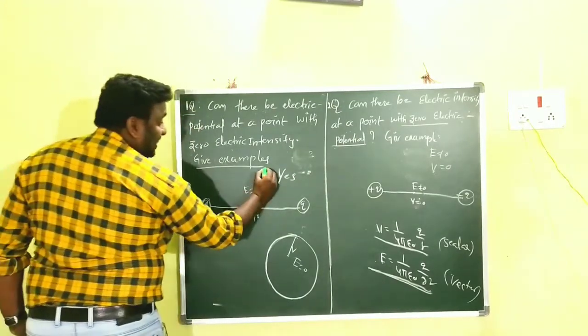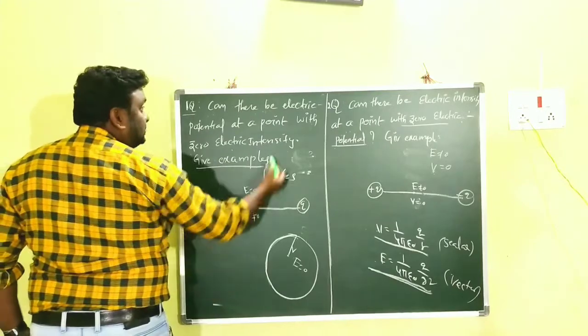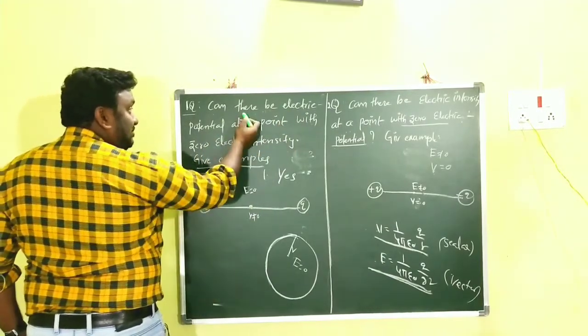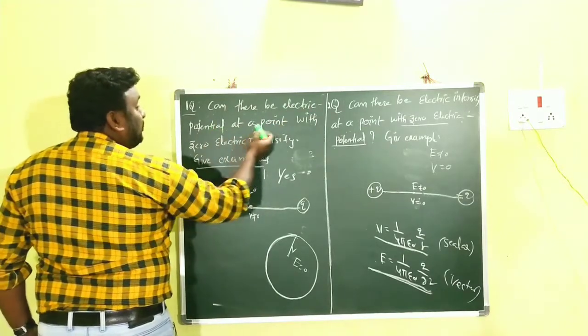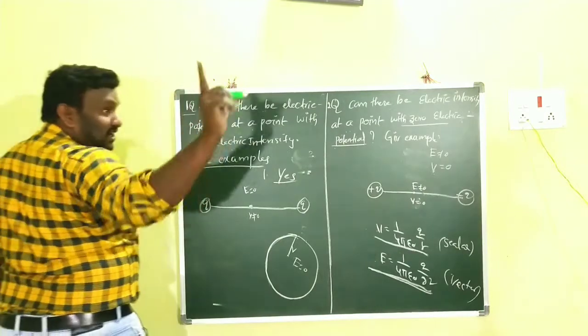First you have to write the answer is yes. Can there be? Yes, it is there. What is that? Electric potential at a point with zero electric intensity. Yes, there can be electric potential at a point with zero electric intensity. For that, 1 mark is awarded.